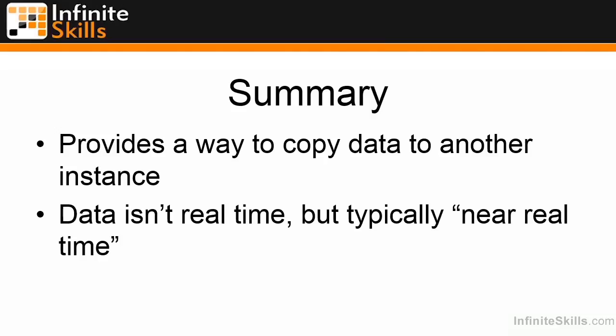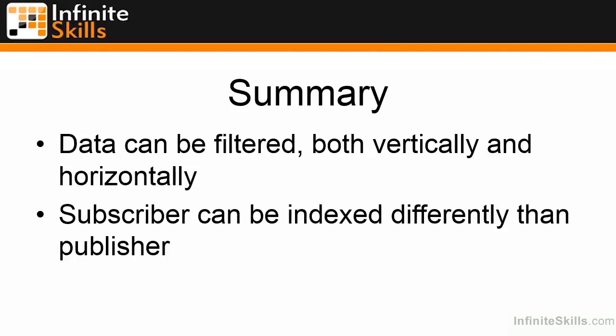Now, replication can get backlogged, which does happen quite often on heavy load systems. But if it gets backlogged, we just need to work with the configuration, tune some of the higher end parameters, and see if we can't make things run a little bit faster. We can filter our data both vertically and horizontally so that we can reduce the amount of data that we're sending across. Now, conveniently, we can index our subscriber differently to increase the performance on our subscriber to make our reports run quite a bit faster.